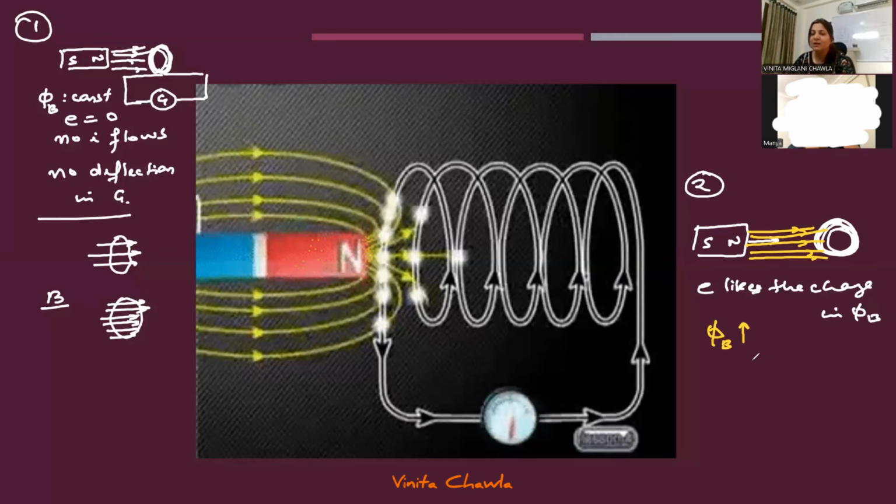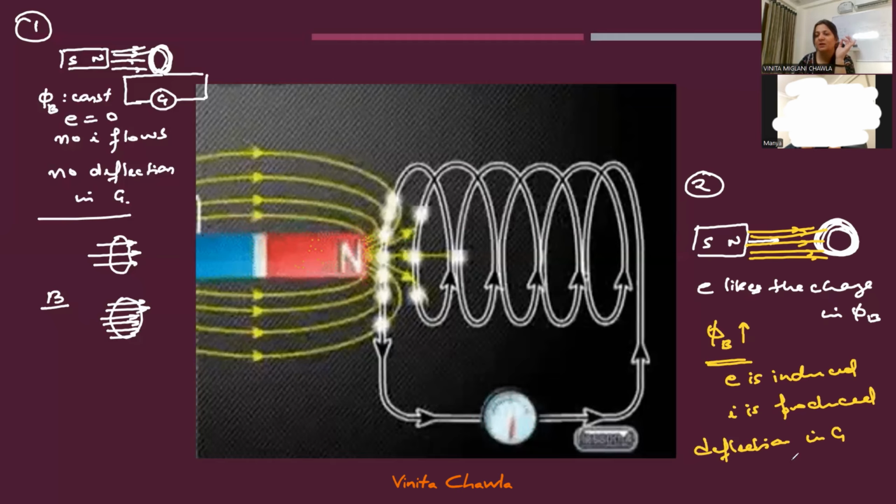And phi B increases. See, again I'm saying that EMF doesn't care whether the magnetic flux is increasing or decreasing. It cares that there is a change, that's all, that's fine. Because of the change in the magnetic flux, EMF is induced. And because there is EMF, current is produced. And we can see this. How do we know that there is current in the circuit? We can see the deflection in the galvanometer in a certain direction.